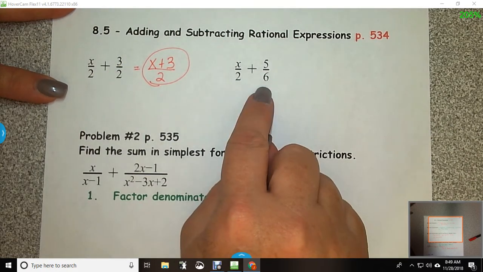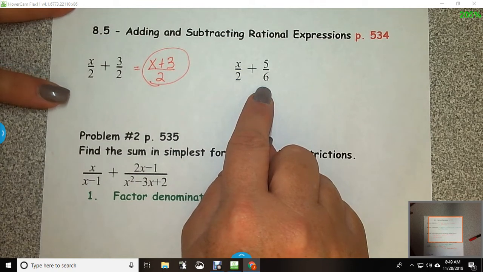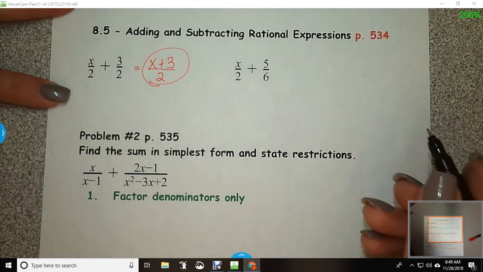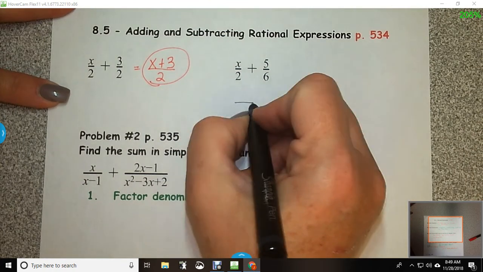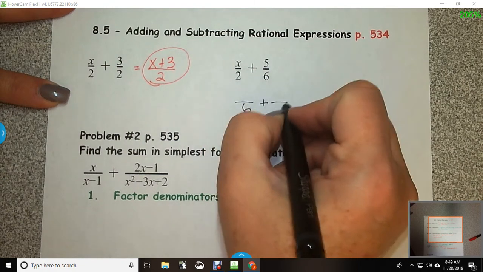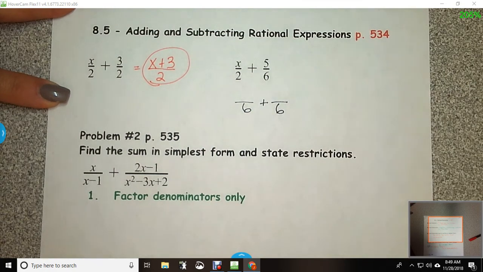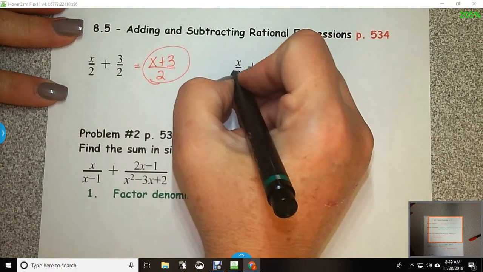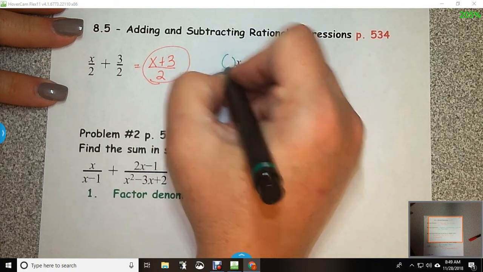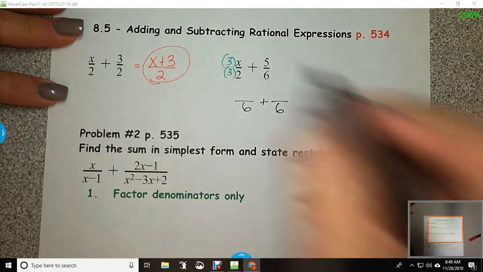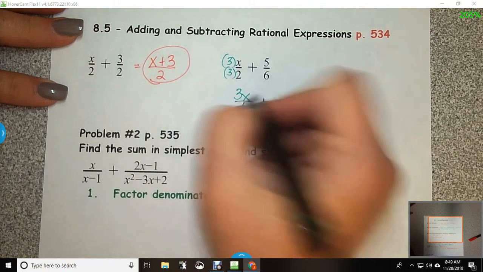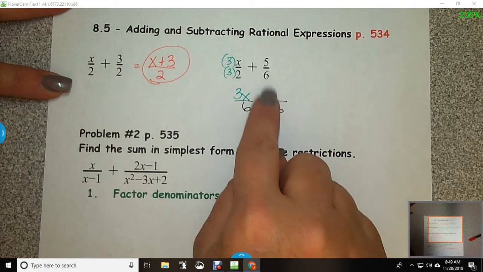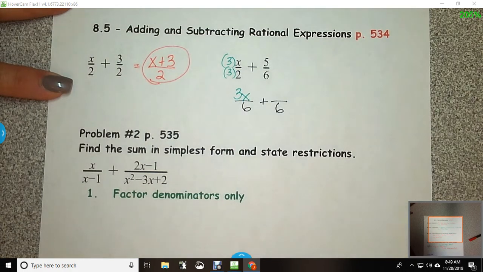For the second problem, I don't have the same denominator, so I've got to fix it before I can actually add these. My common denominator for 2 and 6 will be 6, so I want to end up with a 6 on the bottom of both of these. So to change this into a 6, I have to multiply by 3. If I do it to the bottom of a fraction, I have to do it to the top. So the top of that fraction is now 3x. The second fraction already had a 6 on the bottom, so I'm just going to keep that numerator. I don't have to fix it.